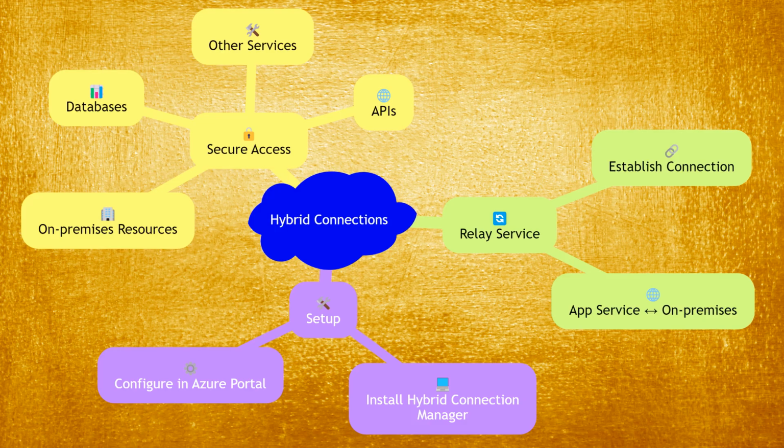Hybrid connections enable your app service to access on-premises resources securely. This feature is useful for scenarios where your app needs to connect to databases, APIs, or other services hosted in your on-premises environment. Hybrid connections use a relay service to establish a secure connection between your app service and the on-premises resource. To set up hybrid connections, you need to install the Hybrid Connection Manager on your on-premises server and configure the necessary settings in the Azure portal.